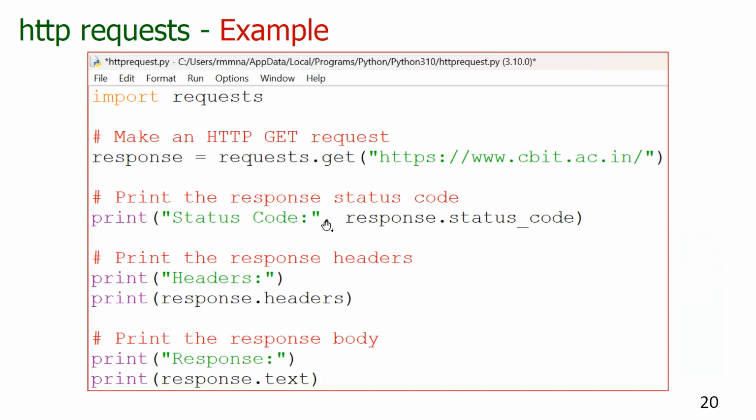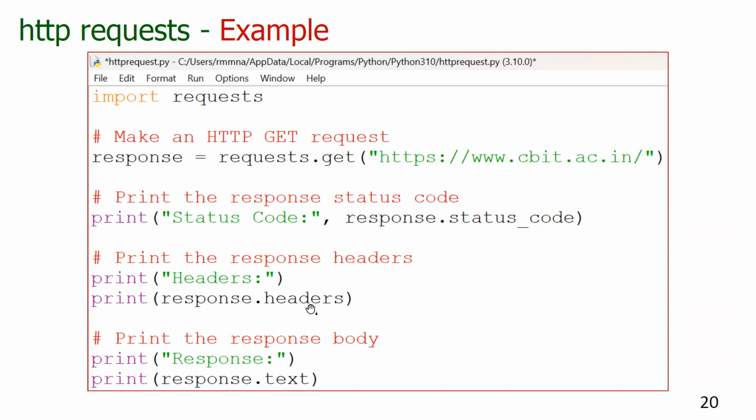Then print the response status code using the same module name, response.status_code. For the status code, this is the method we will use here: response.status_code. Then print the response headers. So response.headers, you can call directly in the print statement. Then print the response body of that page using response.text. Use this method in the print statement directly.